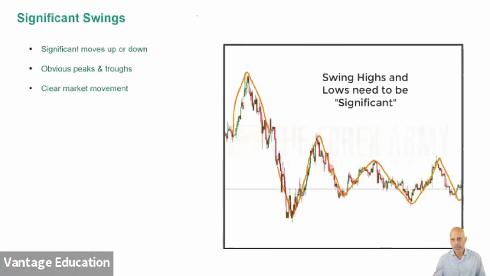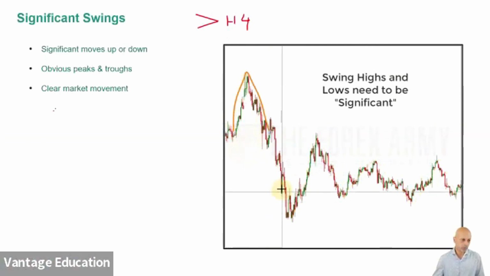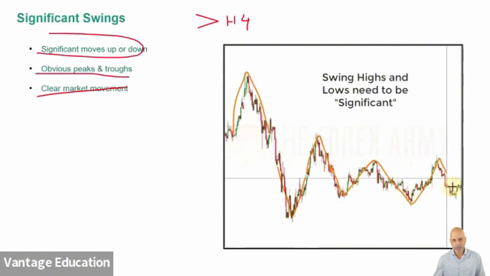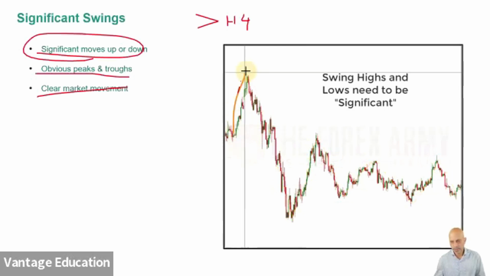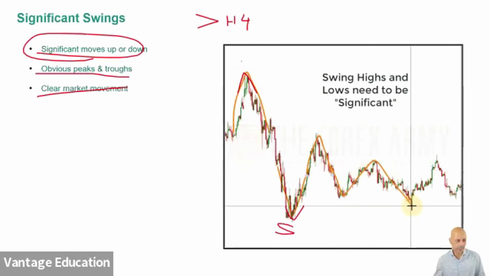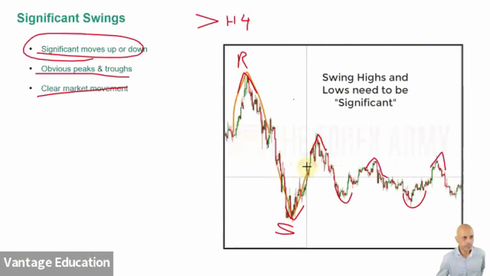Right, so once again, as I mentioned, anything on the H4 time frame and above enables us to view a chart that has clear market movement and enables us to spot obvious peaks and troughs. This also implies these are significant moves up and down, which in turn means that when we identify significant swing high resistances and support such as these, they tend to function as very strong areas of resistance and support.